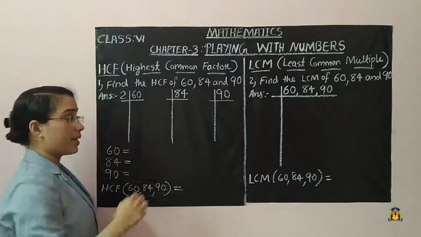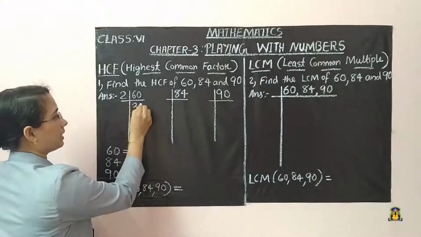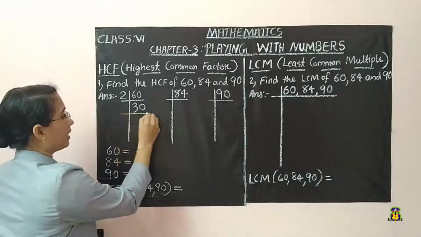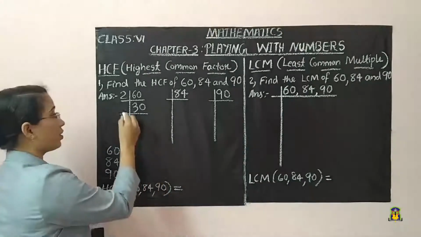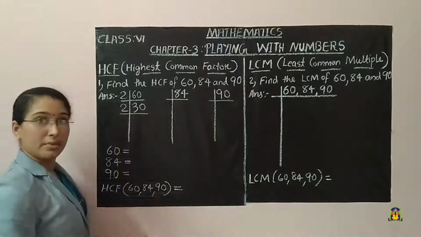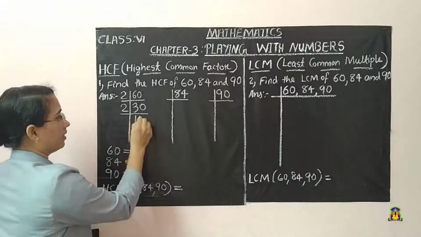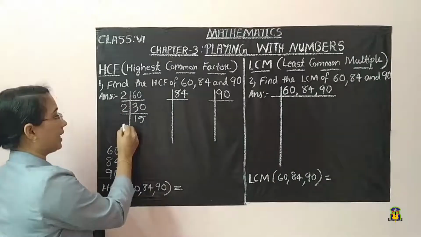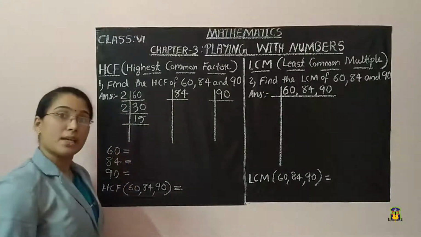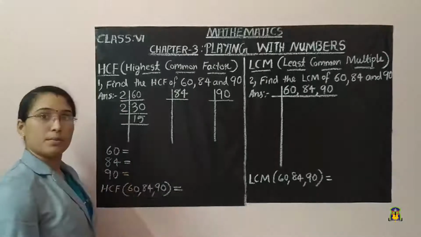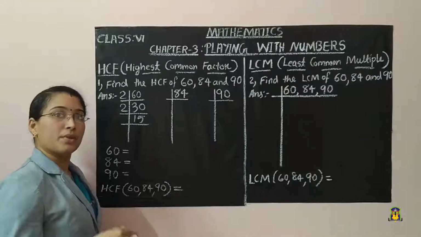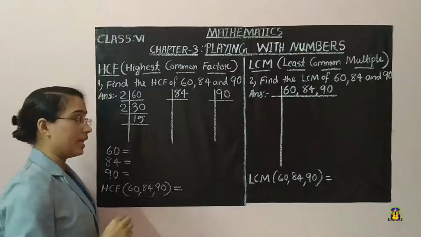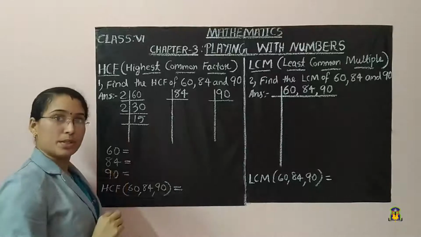What will be the answer? We will get 30. Then 30 is also an even number, so 2 is divisible. What will be the answer? 15. 30 divided by 2, we will get 15. Then 15 is an odd number, so 2 is not possible. So what do we want to do? We take the next prime number. Which one is the next prime number? 3. Then we check whether 3 is possible or not.